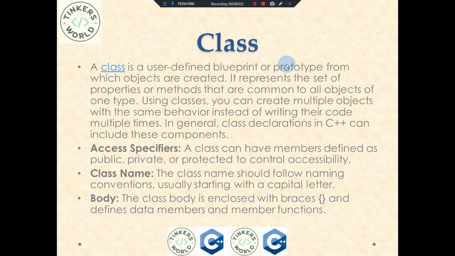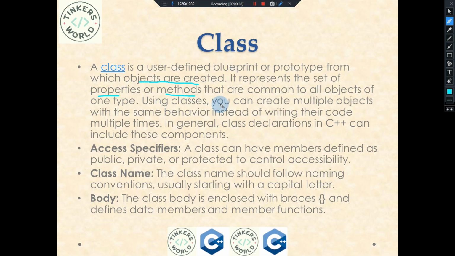Alright, so good day. As of the moment, we're going to dwell more into classes and objects. A class is a user-defined blueprint or prototype from which objects are created. It also represents the sets of properties or methods, and these are common to all the objects of one type.